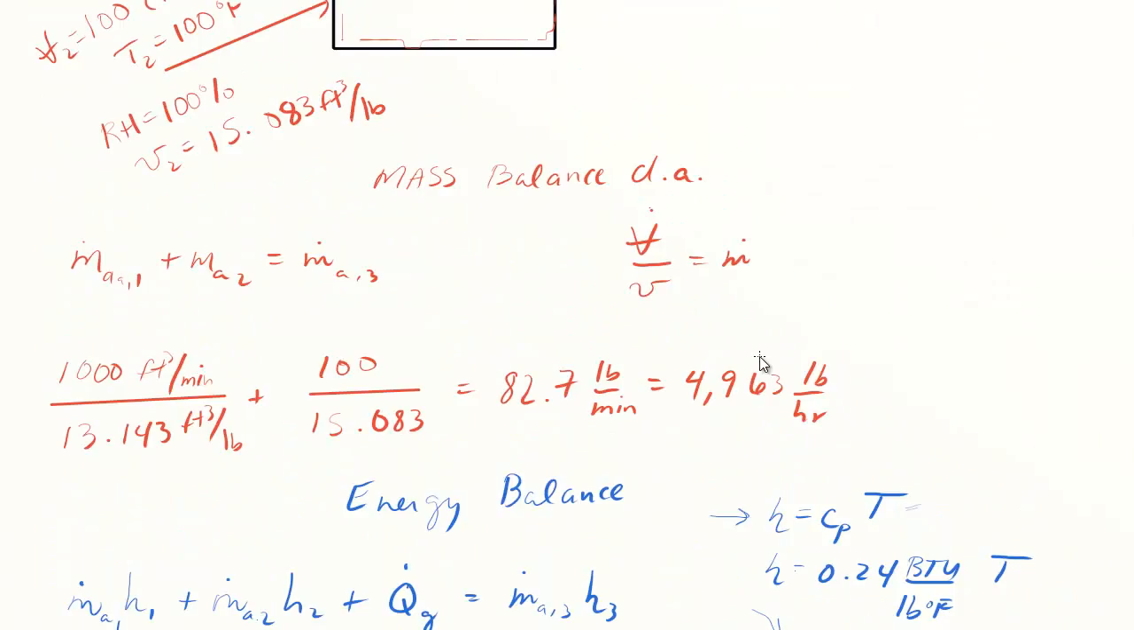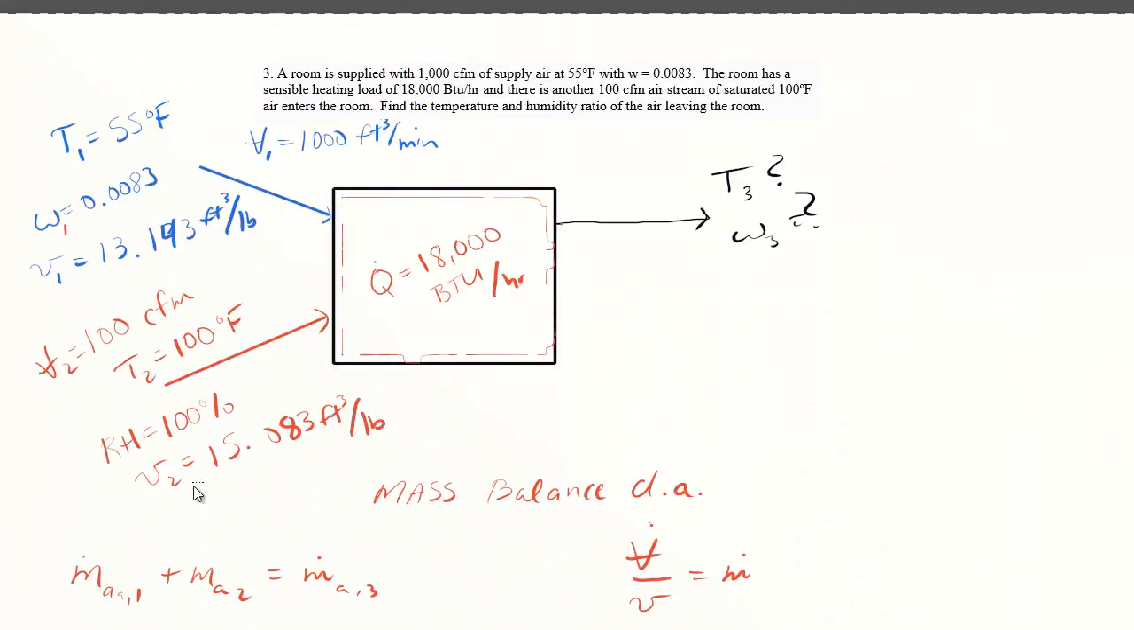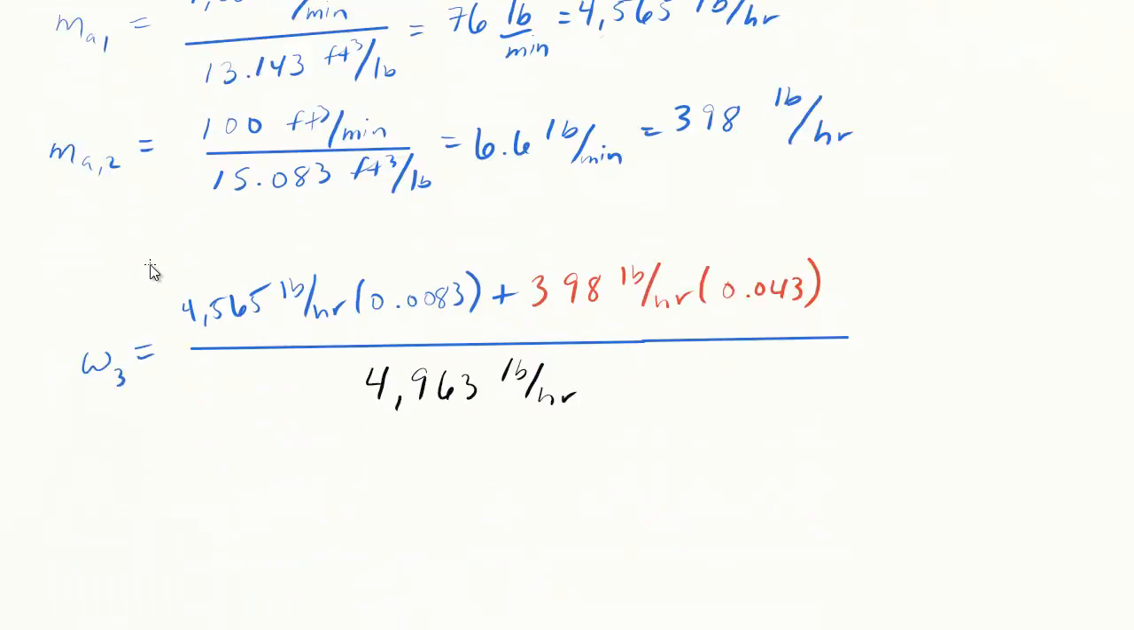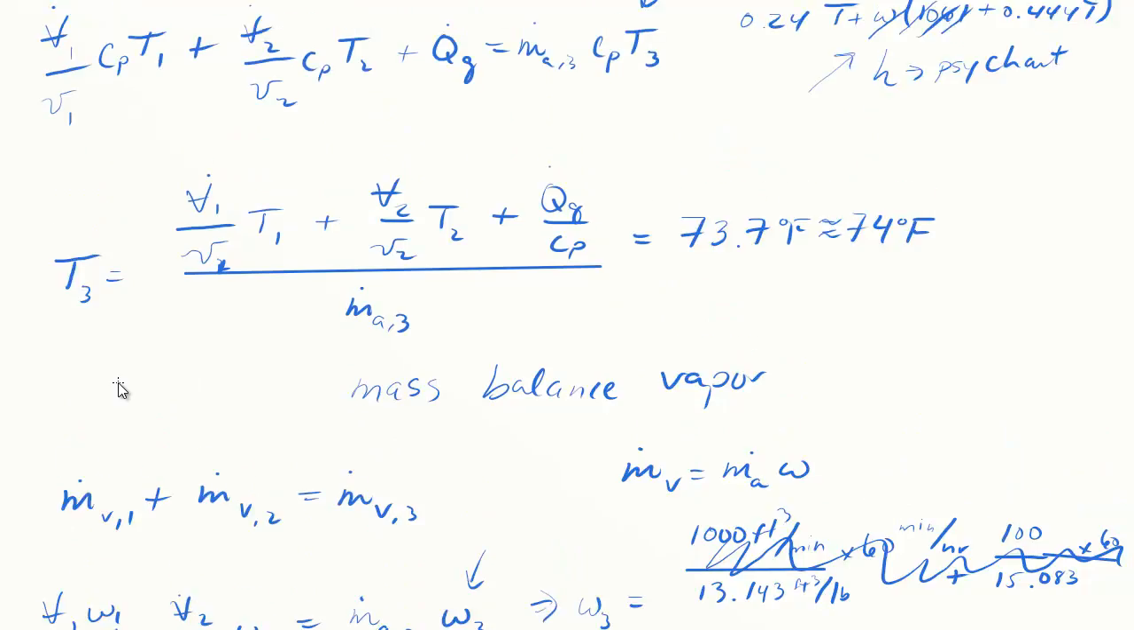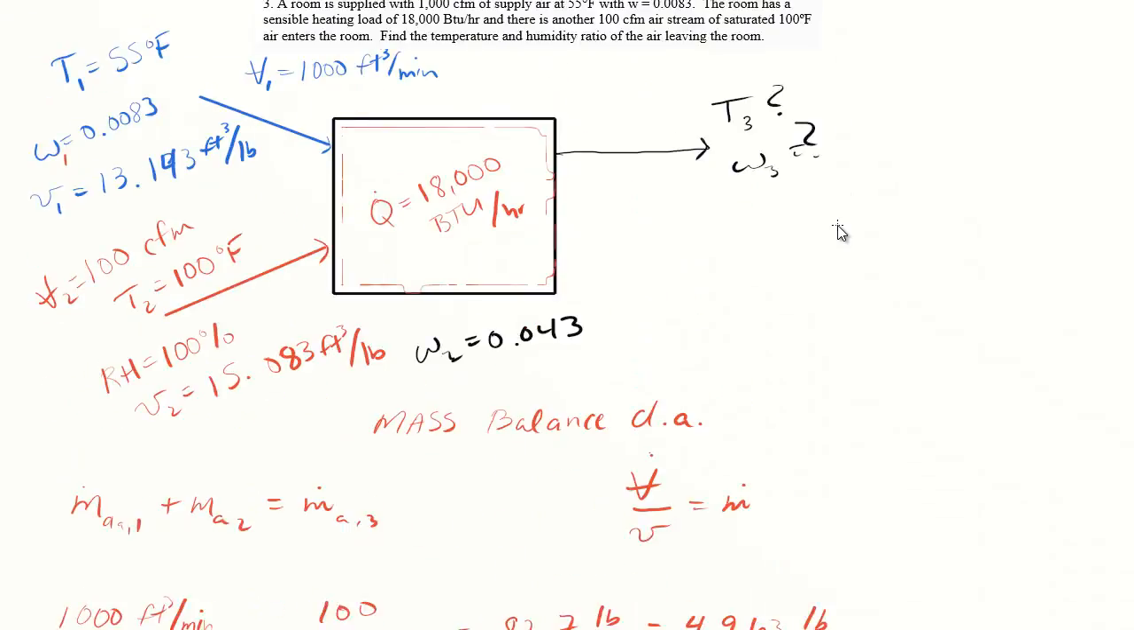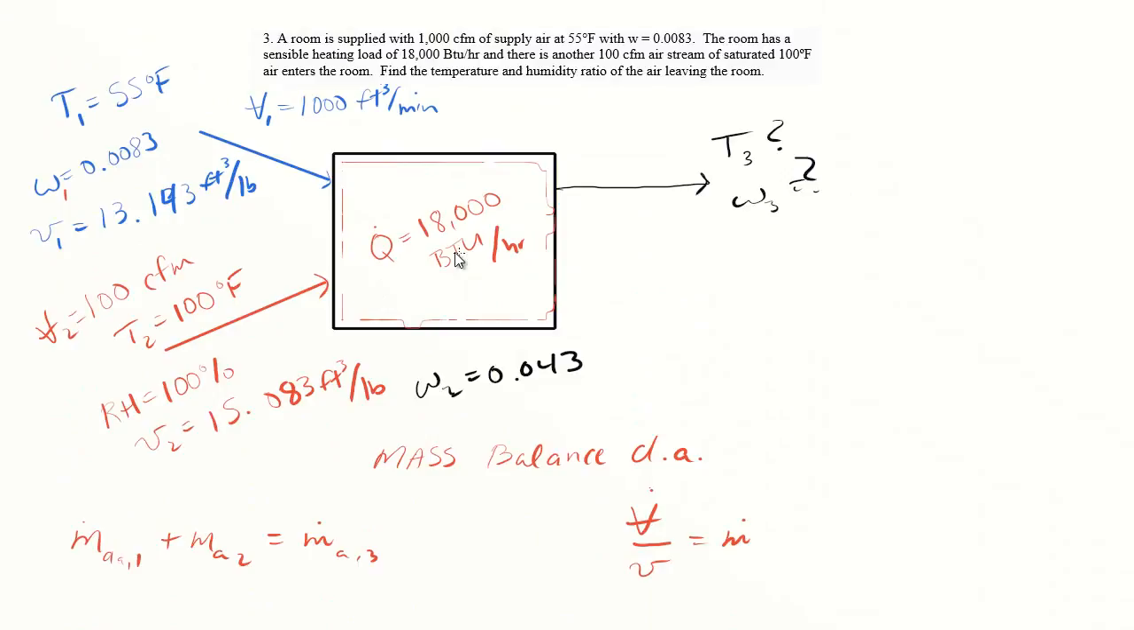Again, I didn't put that up here, but the omega at state 2, you could find from some psychrometric calculations. It would be 0.043, so actually much greater than the absolute humidity ratio at state 1. And if you do this calculation, you would get an omega 3 value of around 0.011. And so that is our answer for the second part of the problem. And we had our temperature here.